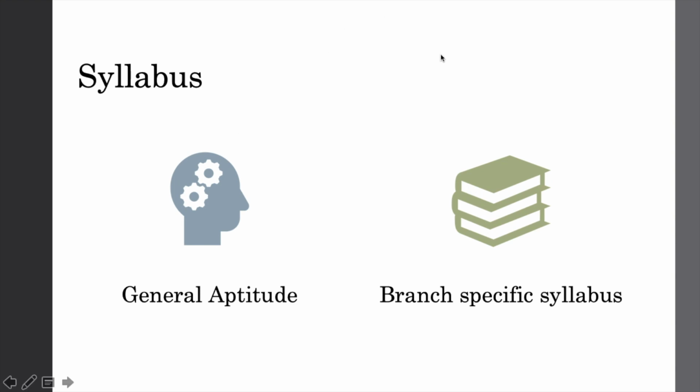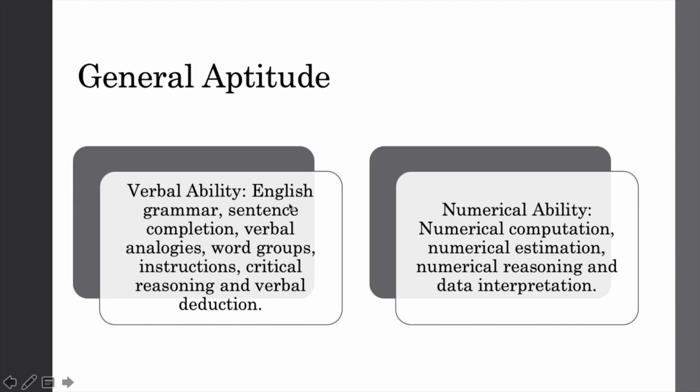If you see here, I'll just go through the general aptitude syllabus. We have verbal ability, wherein questions on English grammar, sentence completion, verbal analogies, word groups, instructions, critical reasoning, and verbal deduction are covered. And there we have a different type, numerical ability, which is also there. That is numerical computation, numerical estimation, reasoning, and data interpretation.